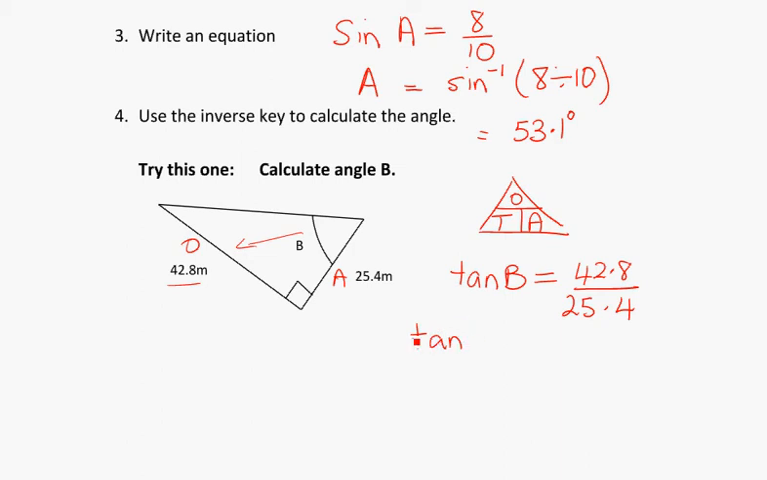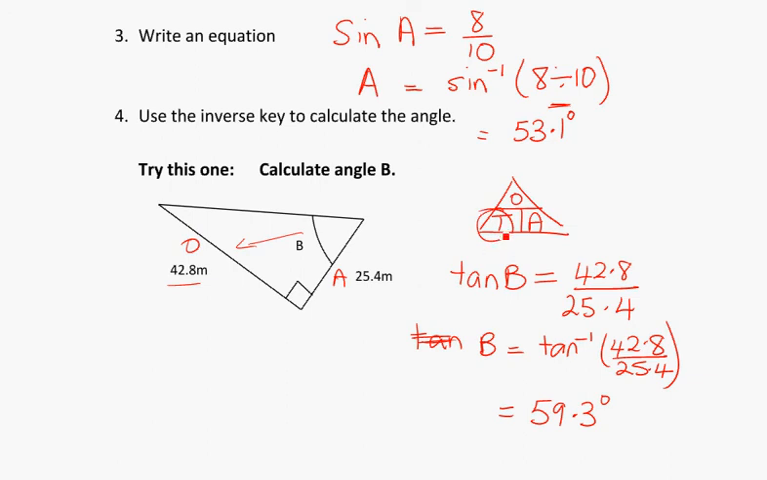So B is the inverse tan of 42.8 divided by 25.4. Key that in. You can key it in as a fraction or using the dividing sign, and you should get 59.3 degrees. So always remember that you're using the bottom left on the trig ratio triangles, and don't forget the inverse button whenever you're finding an angle.